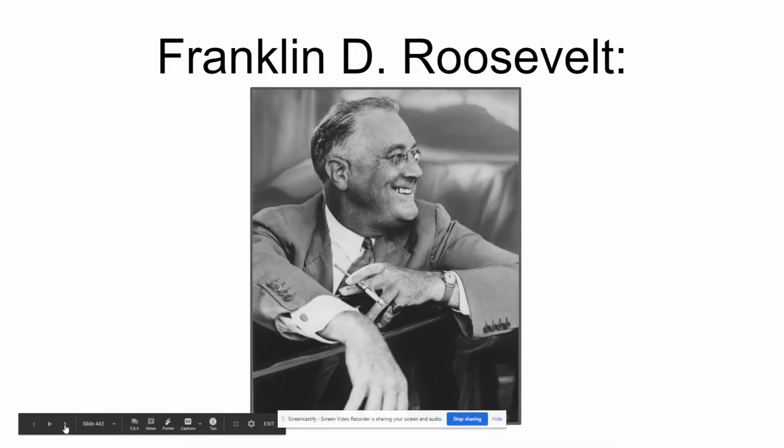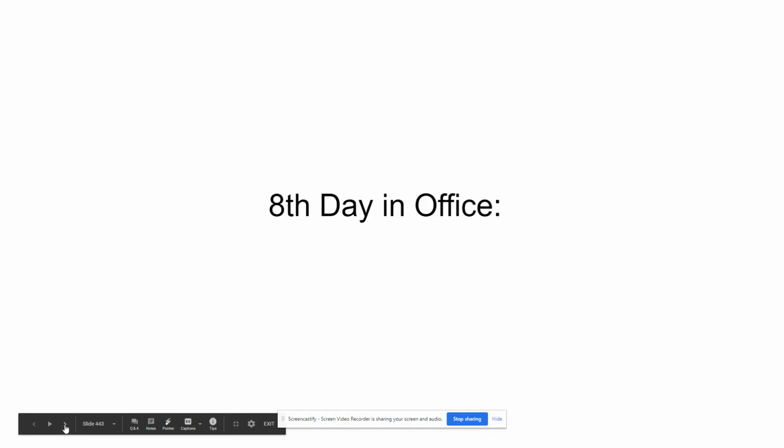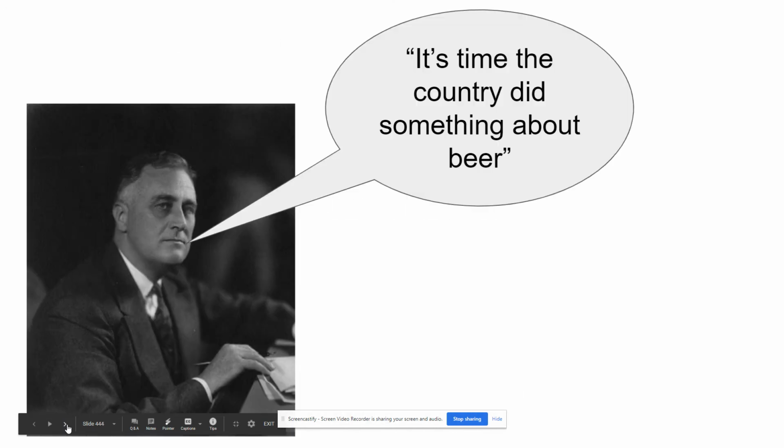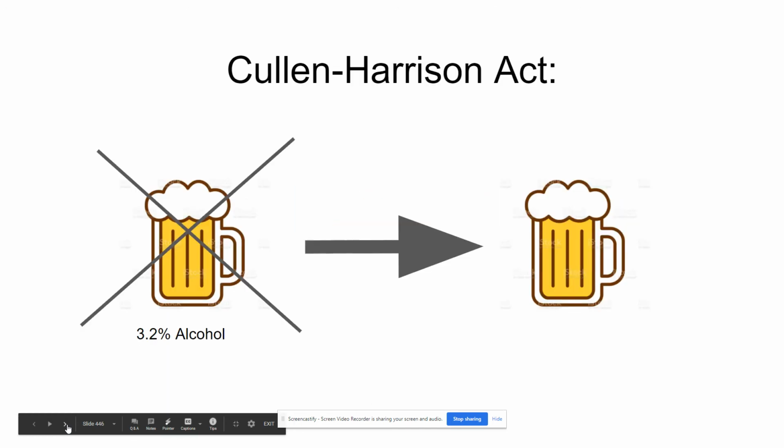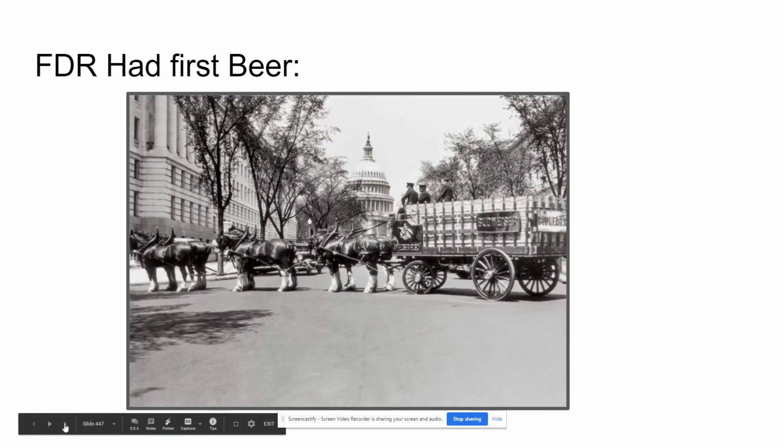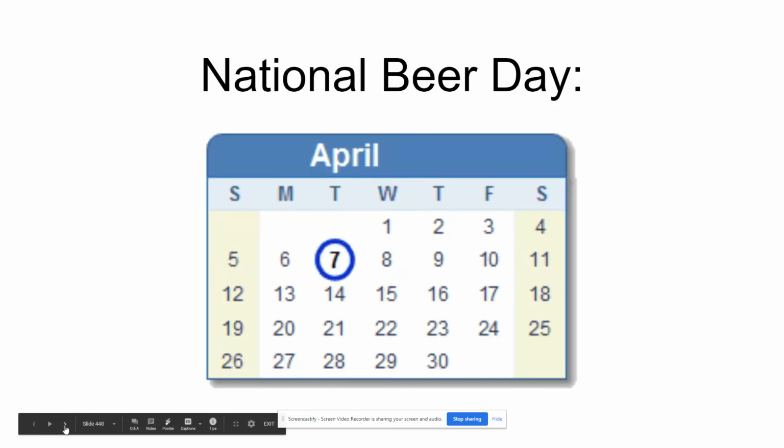Here you have a few examples. And Franklin Delano Roosevelt, on his 8th day in office, said it's time we did something about beer. And he did. On April 7th, he passed the Cullen-Harrison Act, which basically said, it didn't get rid of prohibition. It said if you have an alcohol under 3.2%, you can start drinking it again. So spirits were still illegal, but light beer you were allowed to have. Under this law, on April 8th, the very first beers were drunk by FDR. This was actually the horses that brought it to the White House, delivered him 2 crates, and that's why National Beer Day is on April 7th.